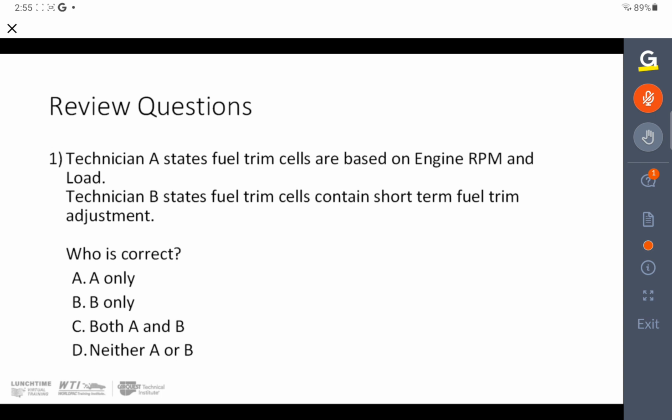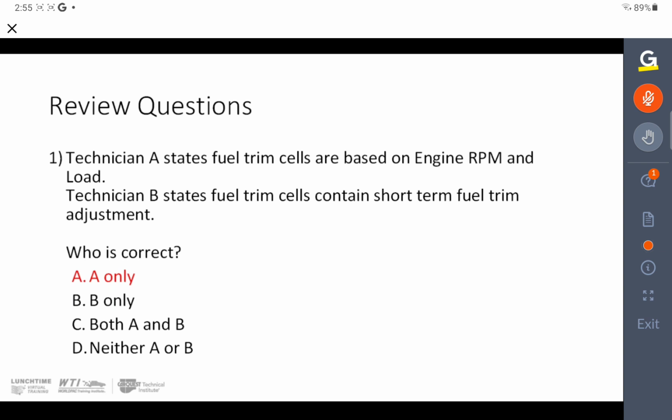Okay, we got some quick repair questions, and I know Bruce said these questions were all in the handout section, so if you wanted to download them, you could. I'm going to go through them. Technician A states fuel trim cells are based on engine RPM and load. Technician B states that fuel trim cells contain short-term fuel trim adjustments. Who is correct? The best answer here is going to be A. Fuel trim cells are basically engine RPM and load, and it's long-term.